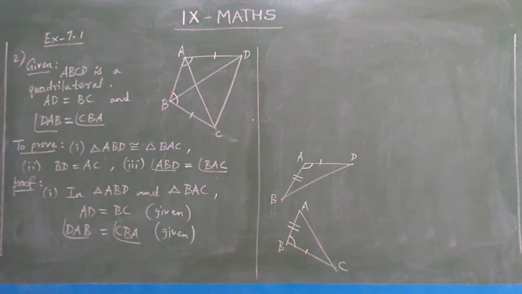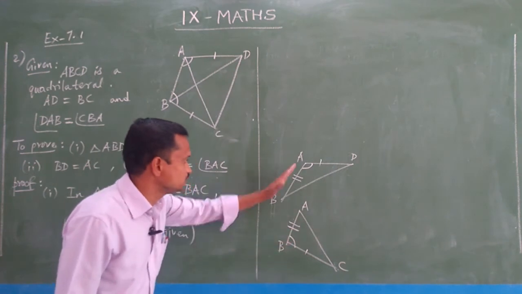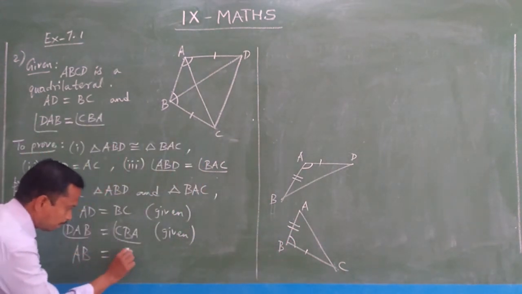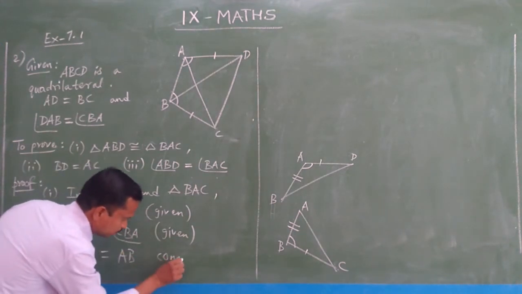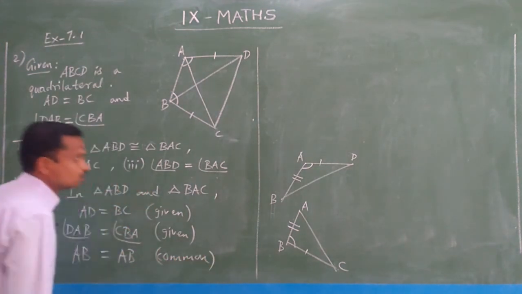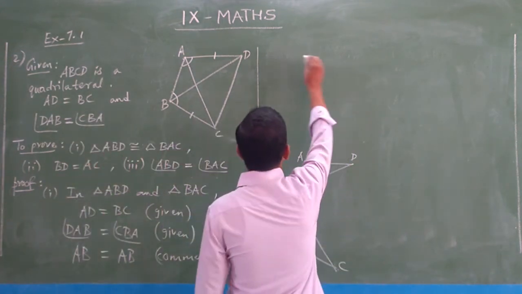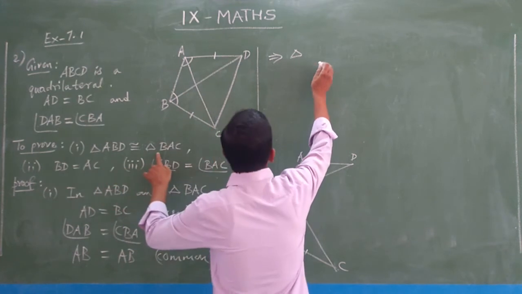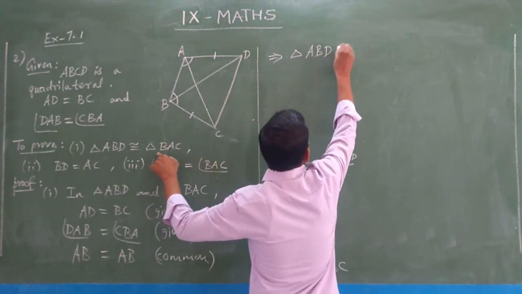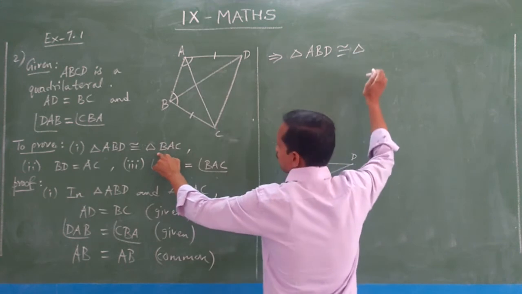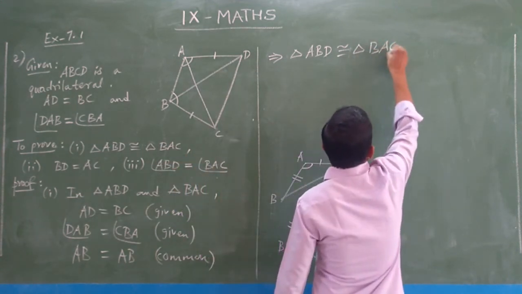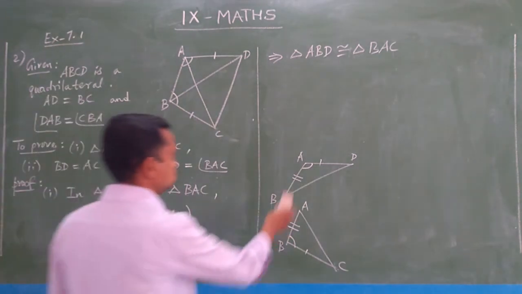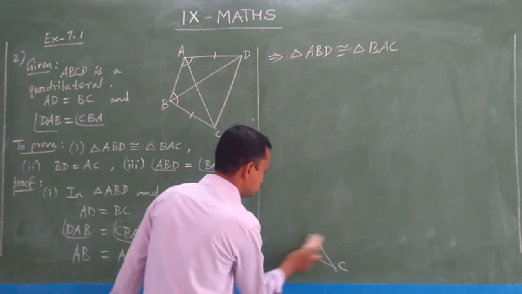And one more thing, we can observe in these two triangles, AB is a common side. So AB equal to AB, common. So now we can easily say this implies triangle ABD is congruent to triangle BAC. Okay, so this is for your reference. I have drawn it, so no need to draw these two diagrams.